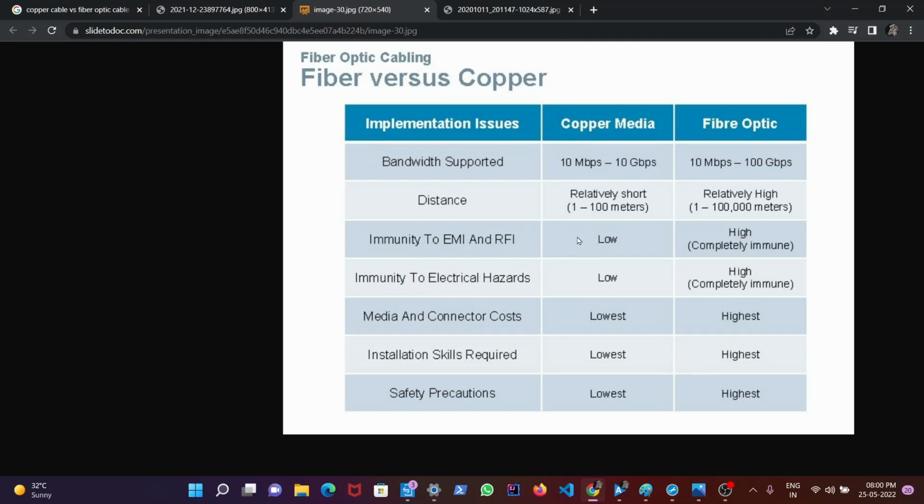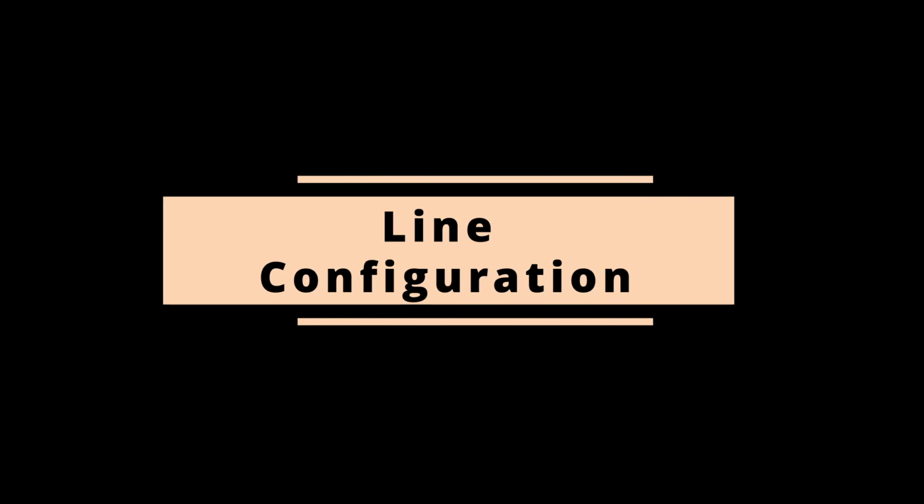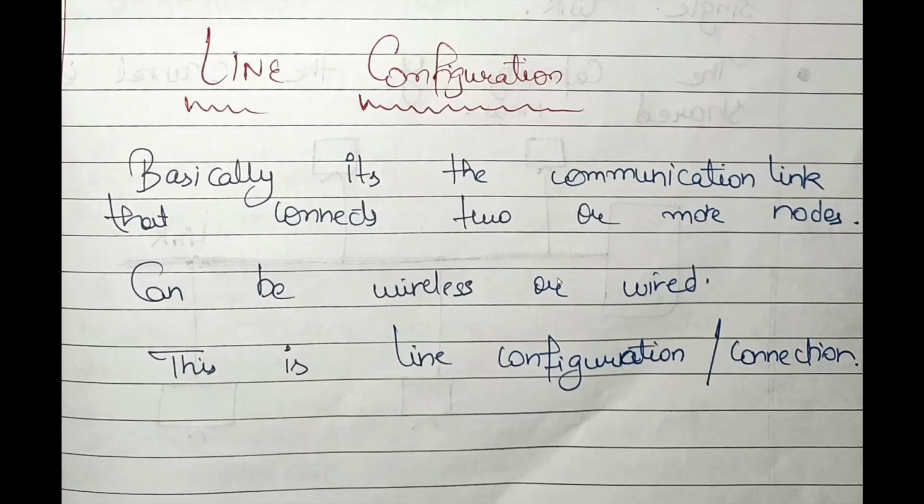Now moving further, we are going to talk about line configuration. Before that, let me tell you about wireless media. Basically, it is quite a short topic. The areas of concern, the things we should be concerned about, are coverage area, interference, and security. Alright.